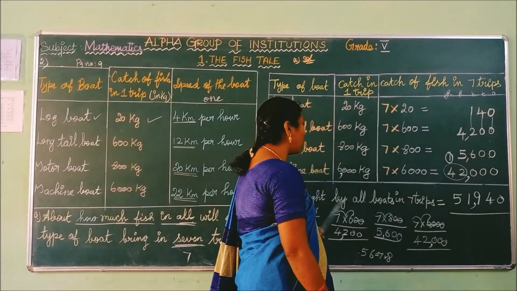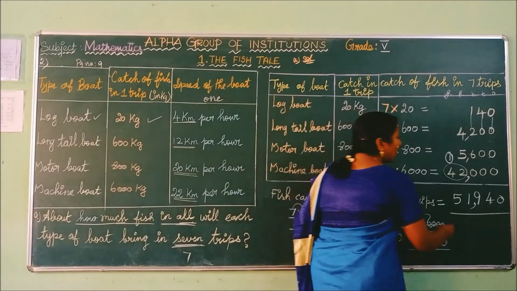So what is the total amount of fish caught by all the boats in 7 trips?